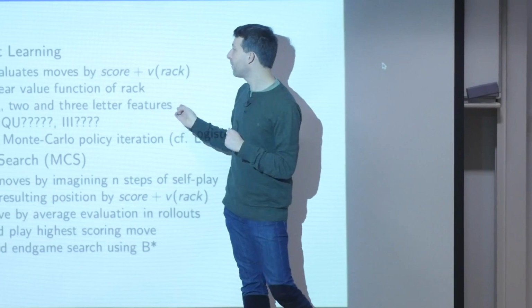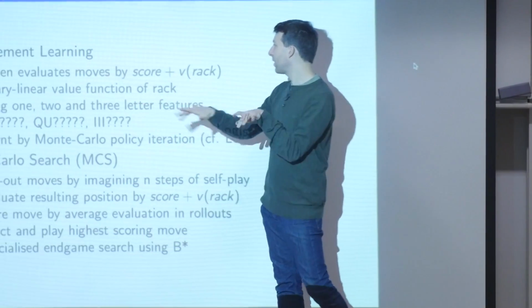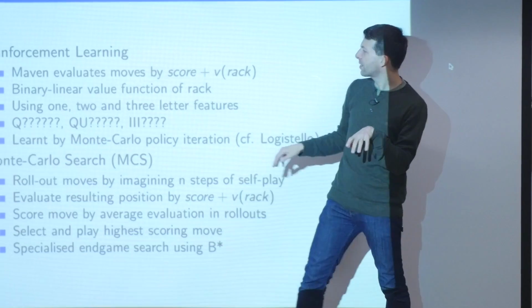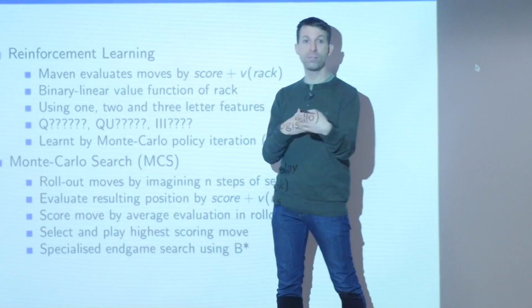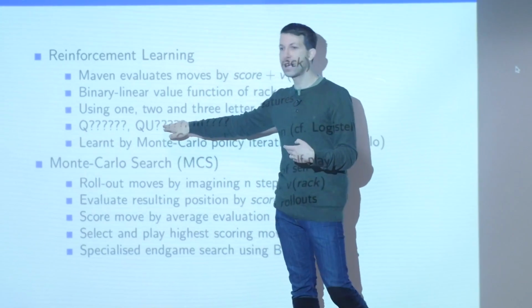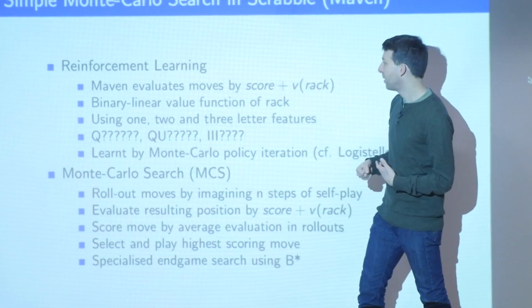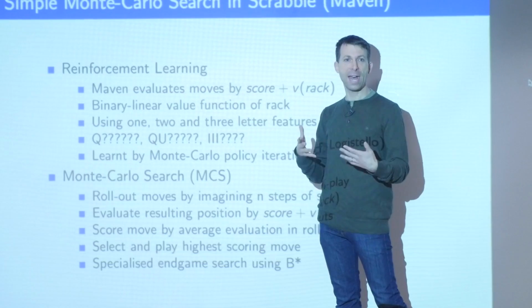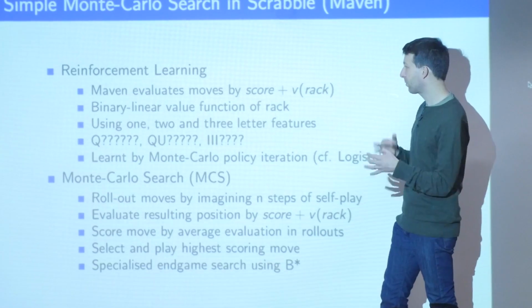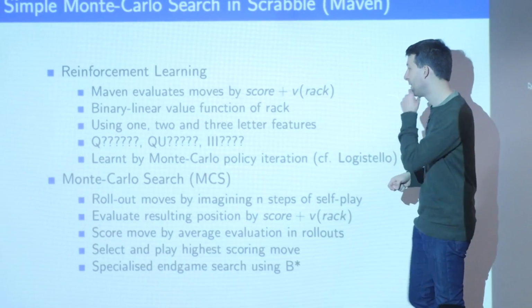And so it looked at all of these just 1, 2, and 3 letter features, like do I have a Q left on my rack? Well, that would be really bad. But if I've got a Q and a U together, that might actually be quite good, because the Q is very high scoring. If I have 3 I's on my rack, that's pretty bad. There's not many choices. You've lost some flexibility there.